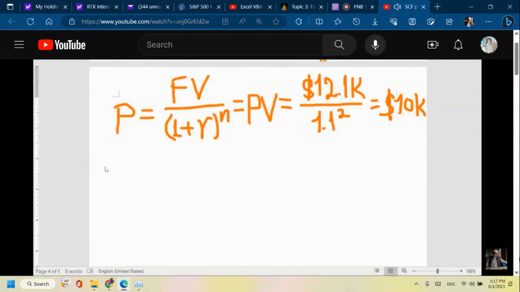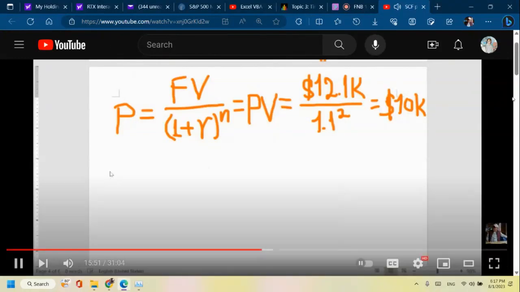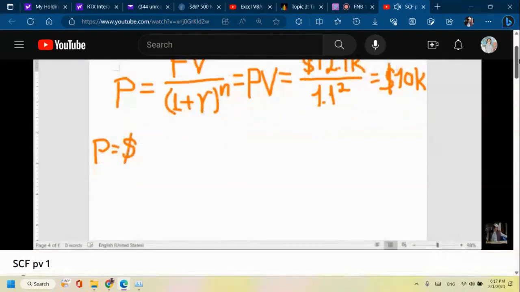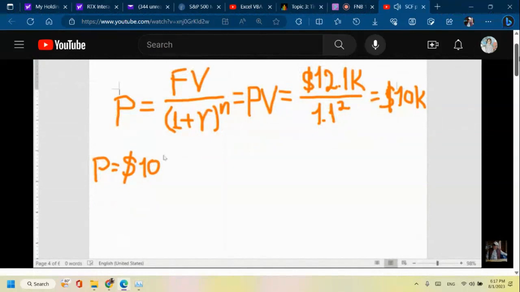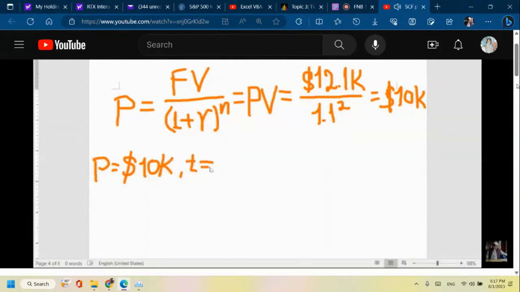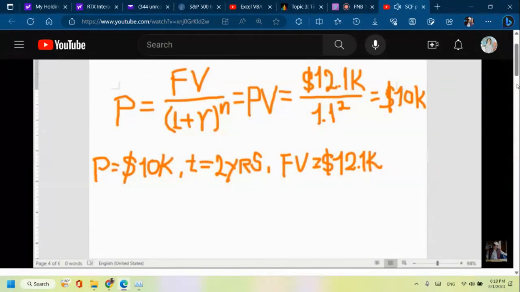Now, our next question is, suppose you have 10K today. This is the example we've been using. So without further explanation, the assumption is that we have 10K today, and in 2 years, you want to have 12.1K for future value, right? Then think about it. What's missing? What is missing?